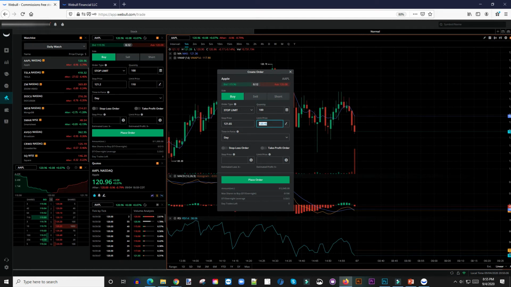So assume that the price of Apple is currently, say, $100 a share. If you submit a buy stop limit order with the stop price at $110 and a limit price at $120, and later the market price rises to, say, 110, the buy limit order will be triggered and fill at a price not more than 120.